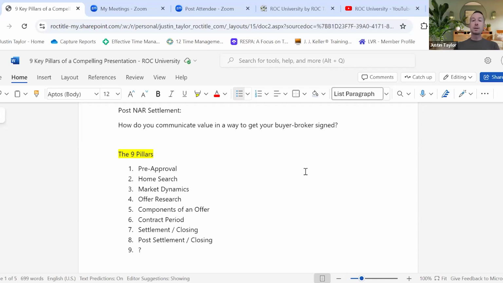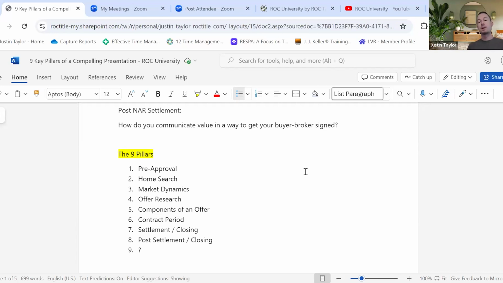There's all this other stuff that you're going to be doing, right? Components of an offer. What are the 5 components of an offer that we need to discuss that are going to affect whether getting it accepted or not? Contract period. What does that look like? Look, we just found a great home for you. We just negotiated a great offer. They accepted. Now we're in the contract period. What does that look like? Inspections, all those different details.